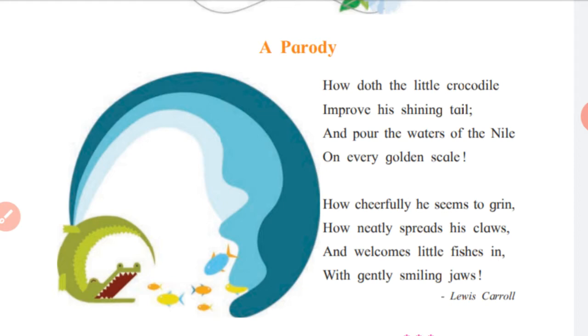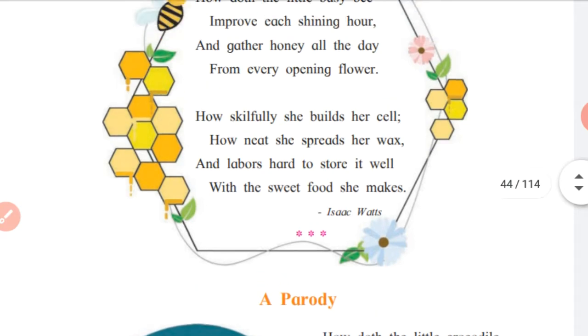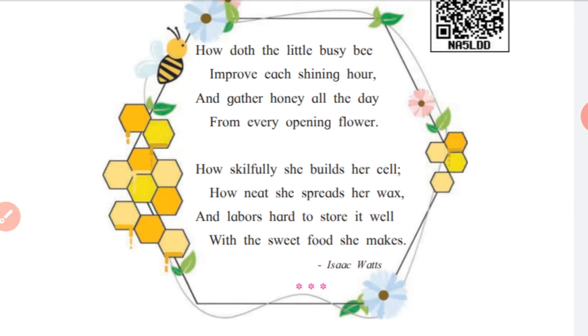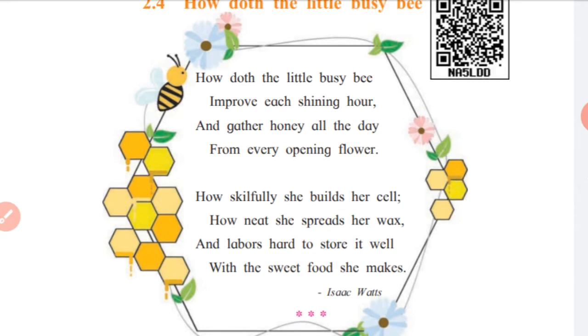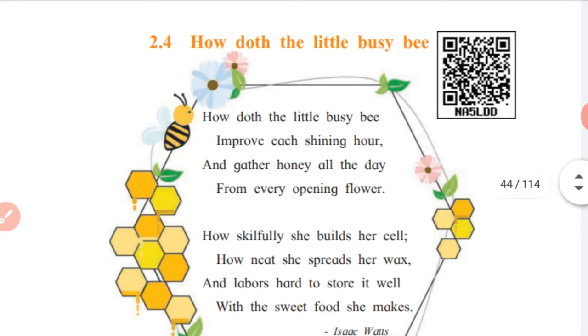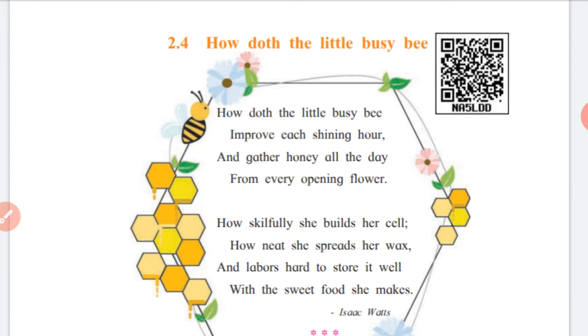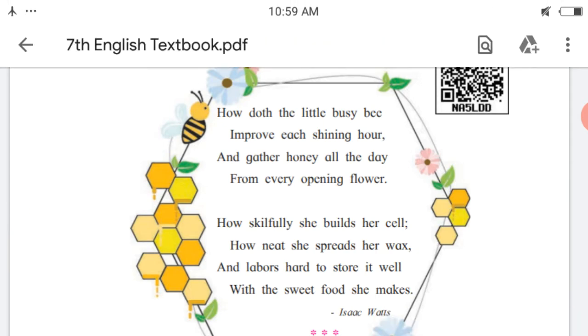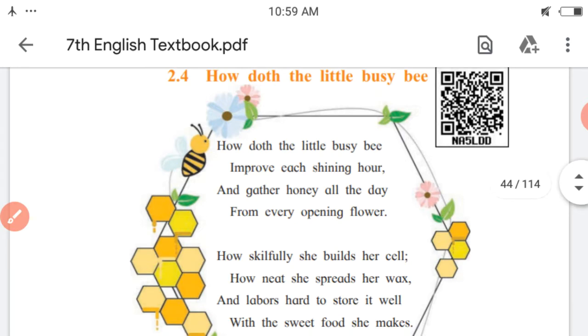Here parody means a copy of the style of someone or something in a funny way. So it is a copy of writing, and what is it? In a funny way. So these two poems are opposite to each other in the theme, but the style of the poems is the same. So let us learn poem by poem. Through this video you will come to know about the first poem, that is How Doth the Little Busy Bee.